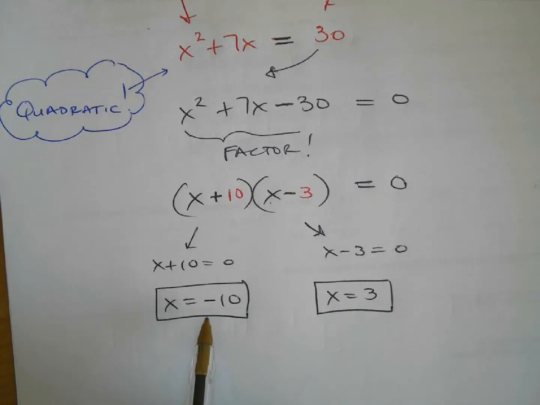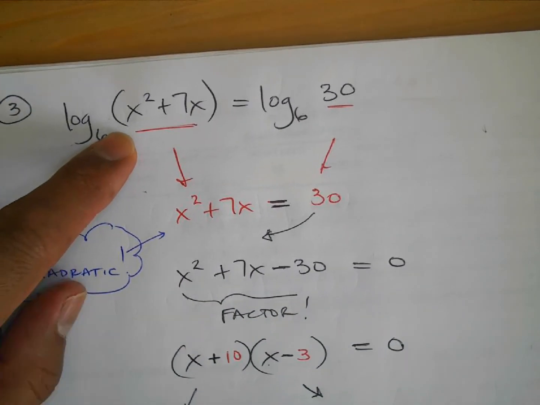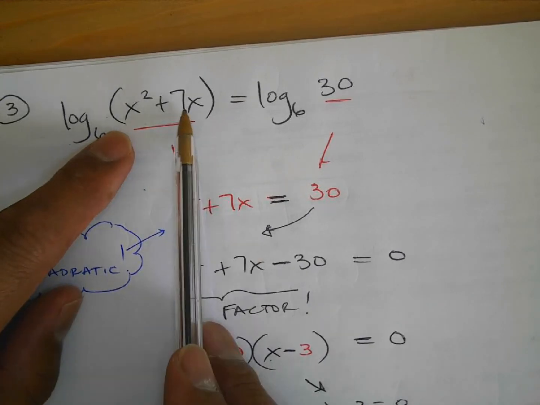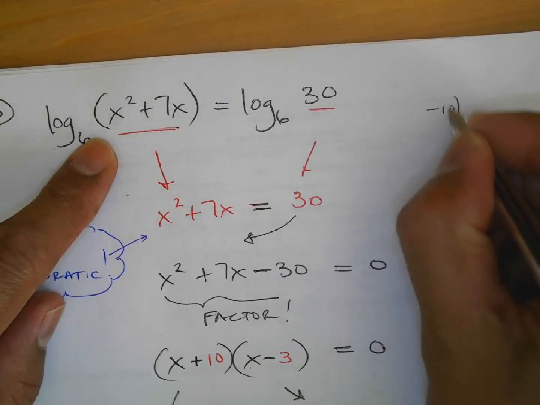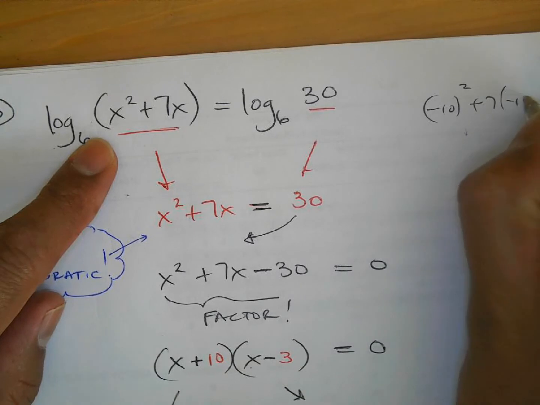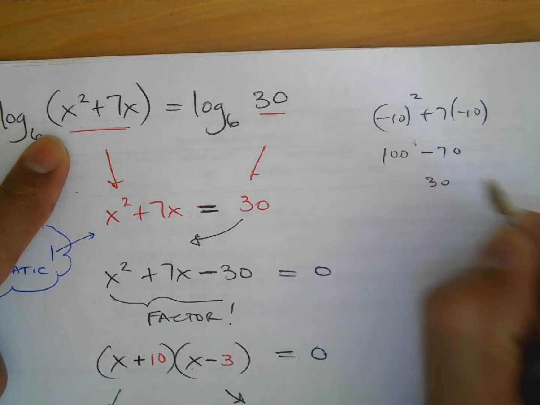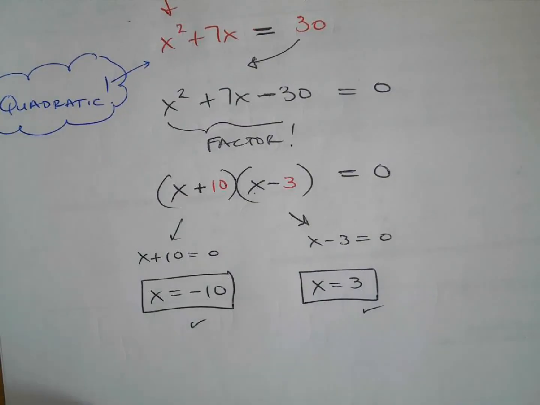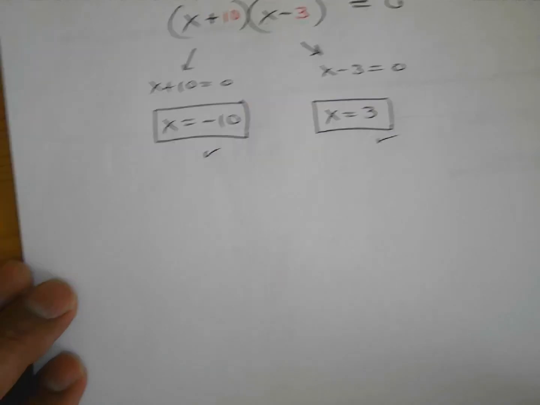If I put negative 10 now and check this one, I know this one works, this one checked. If I put negative 10 here, that'll be negative 10 squared, that's positive 100. And then 7 times negative 10. Right, I'm doing negative 10 squared plus 7 times negative 10. That's going to be 100 take away 70, that gives me 30. See? It's equal, it's good. Both answers are valid. So we keep them.